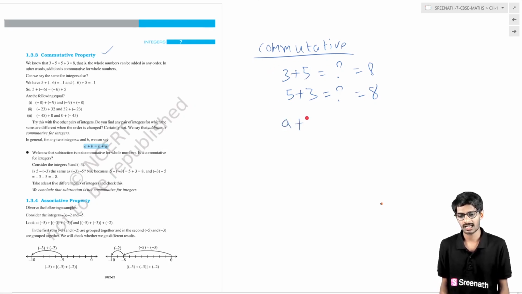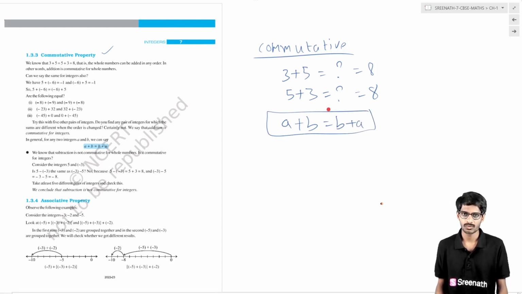So when we take it generally, when a plus b equals b plus a, we call that the commutative property, which means even if you change the order of the digits, the resultant won't change. If the resultant is not changed when you change the place of the digits, then we say that integers satisfy the commutative property. This is about the commutative property. Okay, can you understand it? If not, please feel free to comment below.